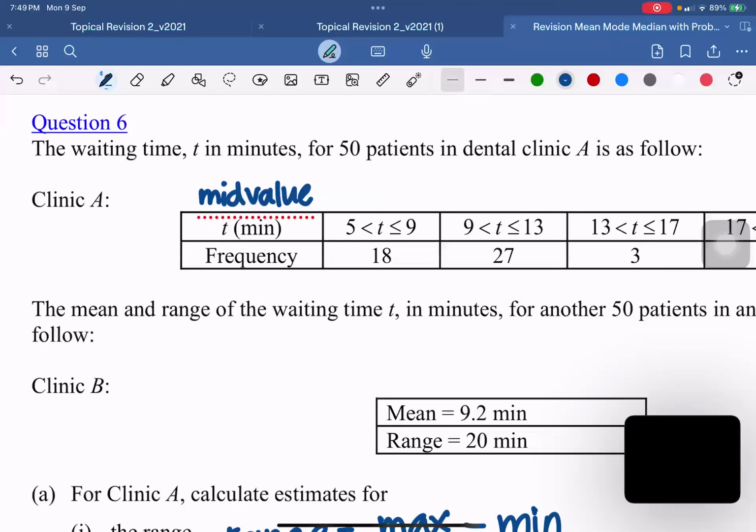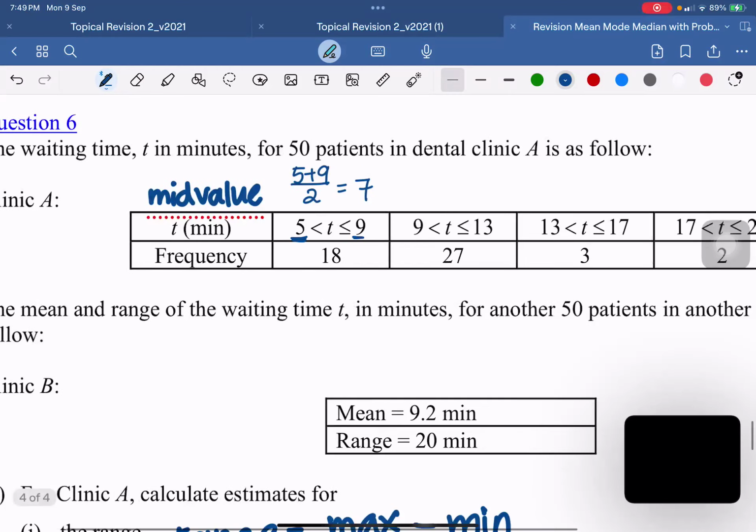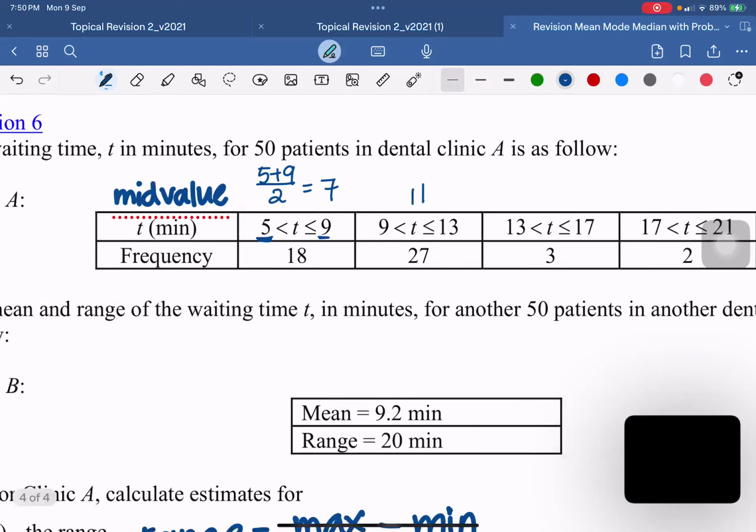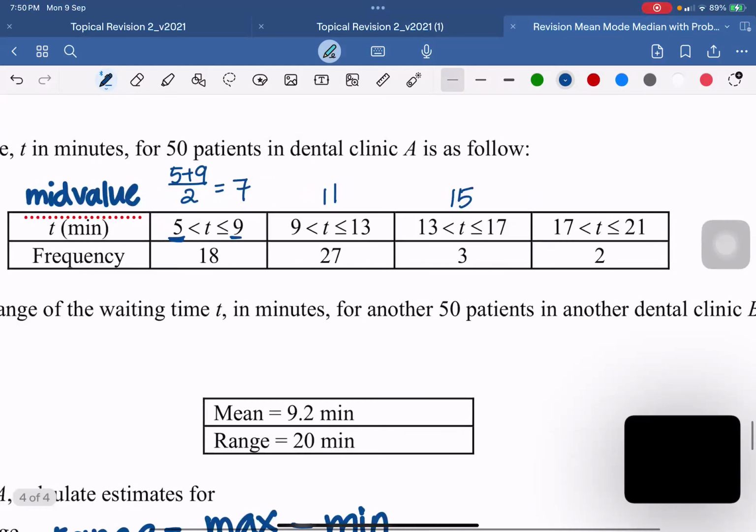To find the number in the middle, I take the number 5 plus 9, add together, divide by 2. So 5 plus 9 divided by 2 is 7. Then 9 plus 13, divided by 2 is 11. Then 13 plus 17 divided by 2 is 15. Next, 17 plus 21 divided by 2 gives you 19.